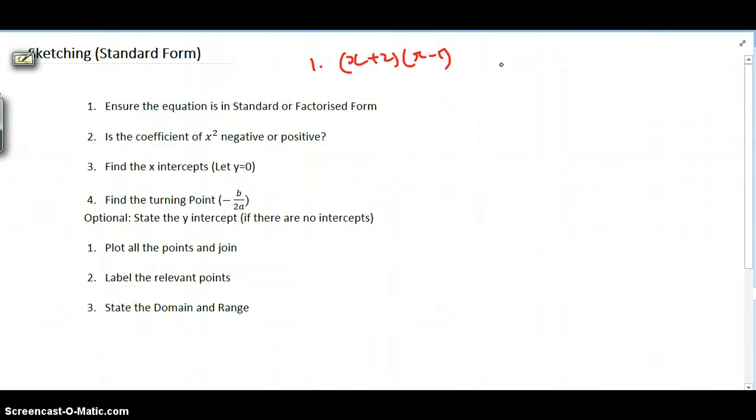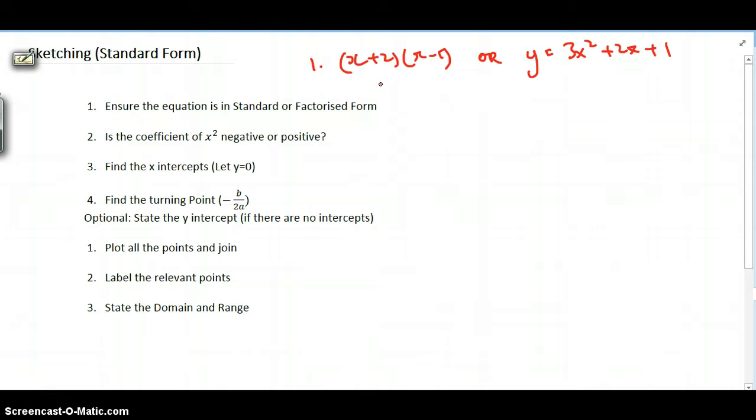minus 1). That's in factorized form. Or it's in standard form. Standard form is y equals, for example, 3x squared plus 2x plus 1. Okay, so that's an example of standard form and factorized form. So the next thing is, is the coefficient of the x squared negative or positive? So this is where you need to make sure it's in standard form.